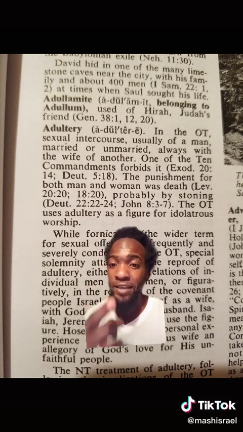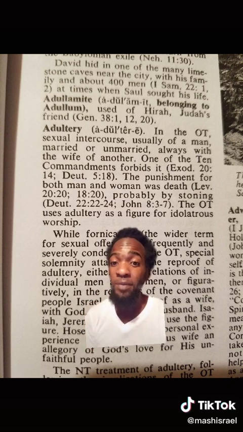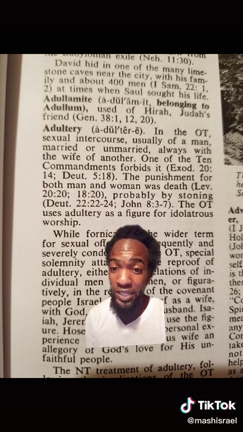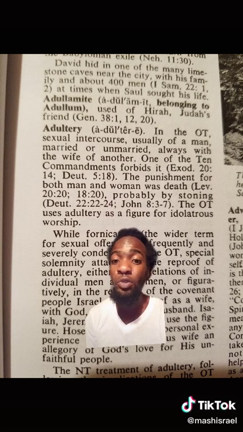One of the 10 commandments forbids it. Exodus chapter 20, verse 14. Deuteronomy chapter 15, verse 18. The punishment for both man and woman was death. Leviticus chapter 20, verse 20. Leviticus chapter 18, verse 20. Probably by stoning. Deuteronomy chapter 22, verse 22 to 24. John chapter 8, verse 3 to 7.